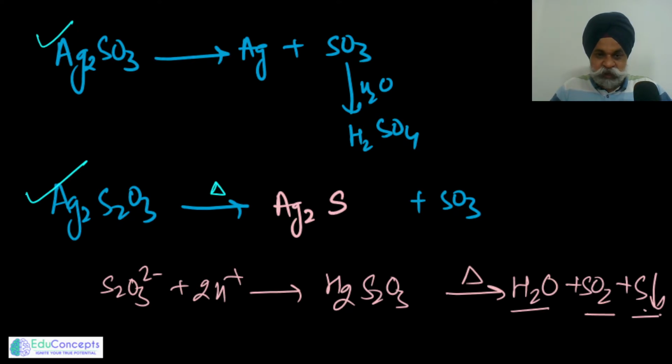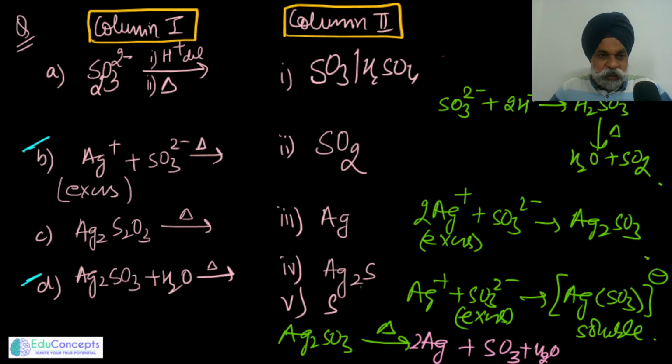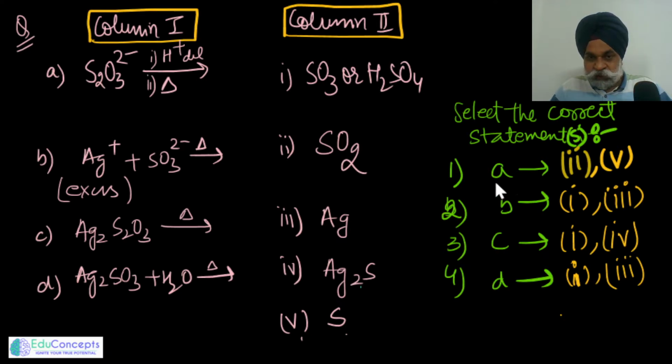So what options do we have here in that particular slide? In the first case we get water, second and fifth is the right statement. We happen to get SO2 as well as sulfur. And in the second statement we said when Ag2SO3 is being heated, metallic silver, that is third option, we get along with SO3, first and third. So this also is correct.